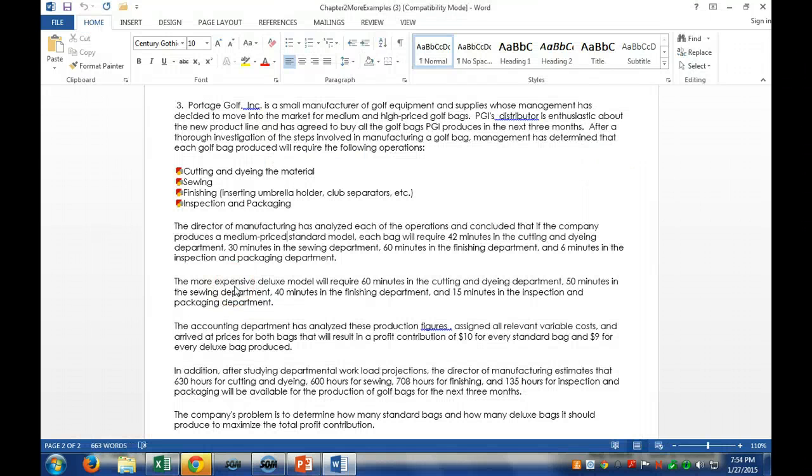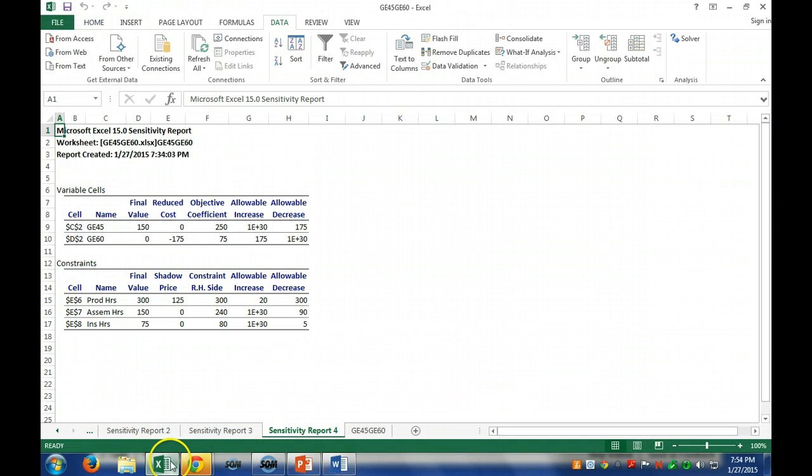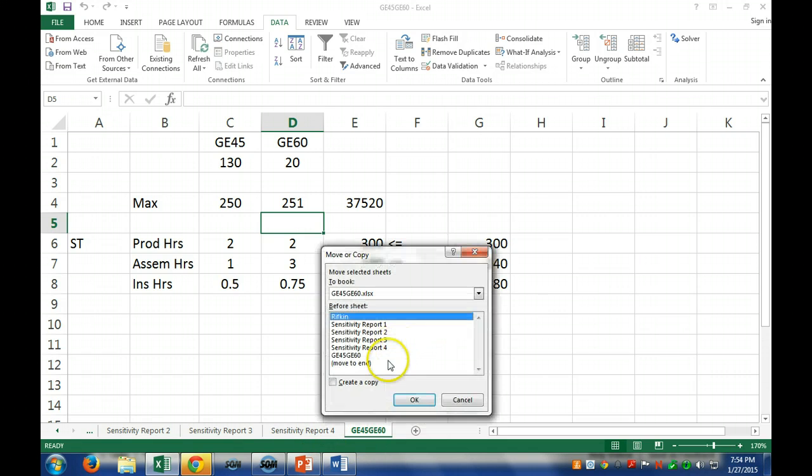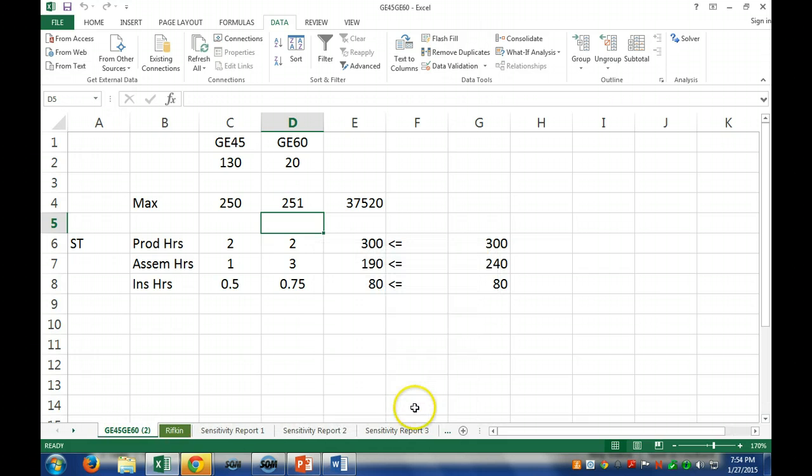Okay, I'd like you guys to help me set this up. So I'm going to go into Excel, and I want to make a copy of my GE45, GE60, and I'll call it golf.